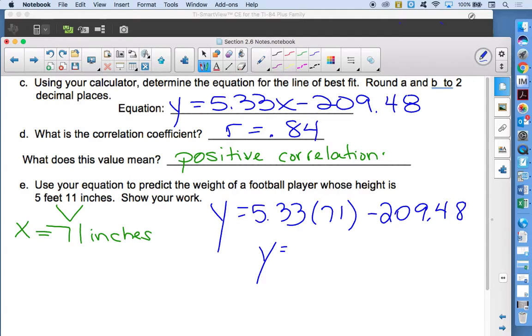Remember, there are 12 inches in every foot, so that gives us 60 plus the 11. Sarah, what did you get? How would you show your work? Just plug it in, that's all you need. Show me that you plugged it into the right place, and give me an answer.